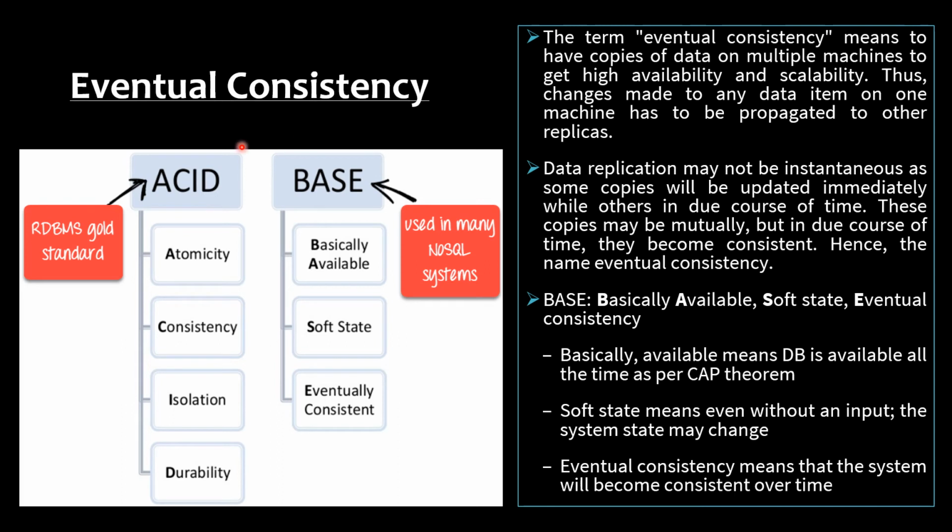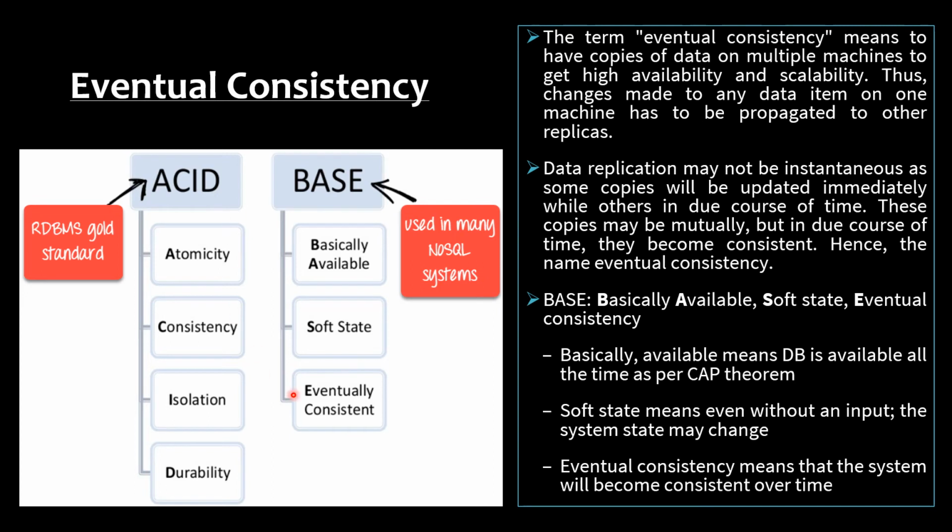That is the CAP theorem. There is another term beside CAP theorem, which is eventual consistency. It means to have copies of data on multiple machines to get high availability and scalability. Thus, changes made to any data item on one machine have to be propagated to the other replicas. Eventual consistency is based on BASE, which is used in many NoSQL systems. BASE stands for basically available, soft state, eventually consistent.